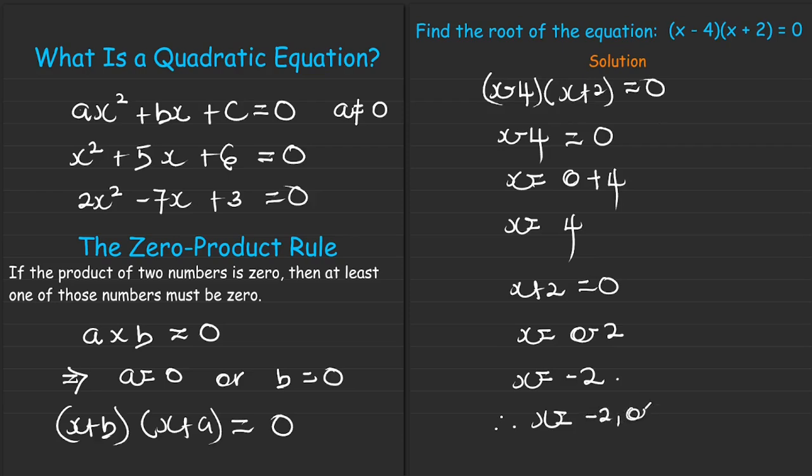Negative 2 or 4. That is all. This is how we solve quadratic equations. Now, I took this first example just to explain the zero product rule. In our next example, we would actually go through the process of factorization before arriving at our answer.